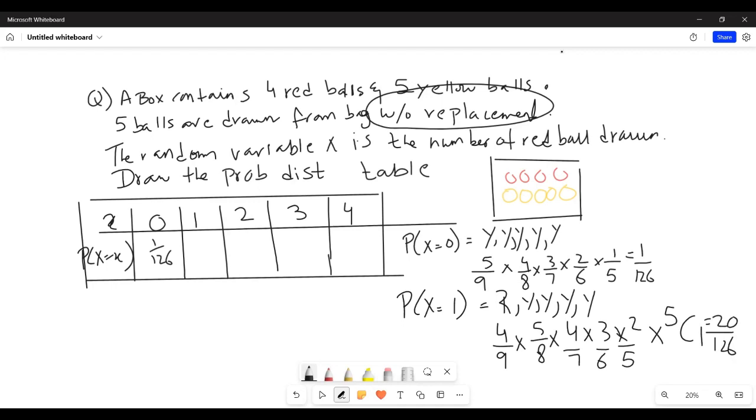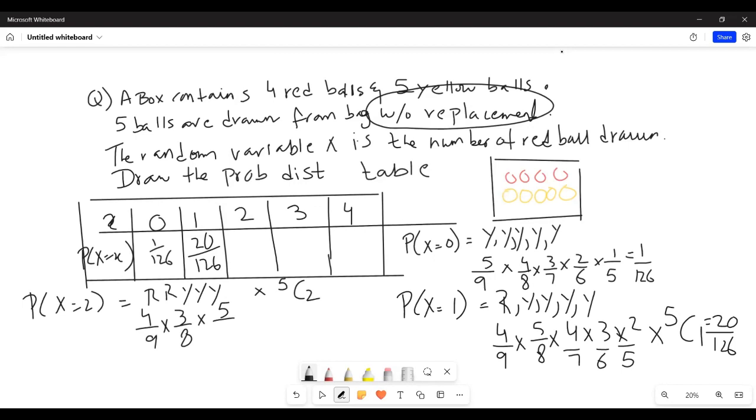I'm going to keep the denominator same because it's going to be easier to add it to check that the sum is 1. Okay, then it's going to be probability x equals 2. That means 2 red balls are drawn and 3 are yellow. And this can be done in 5C2 ways. 5 locations for 2 red balls. Okay, so red's probability is 4/9, then 3/8, then yellow probability is 5/7, then 4, then 3 here, and then 6, and then 5 into 5C2, which is 60/126.